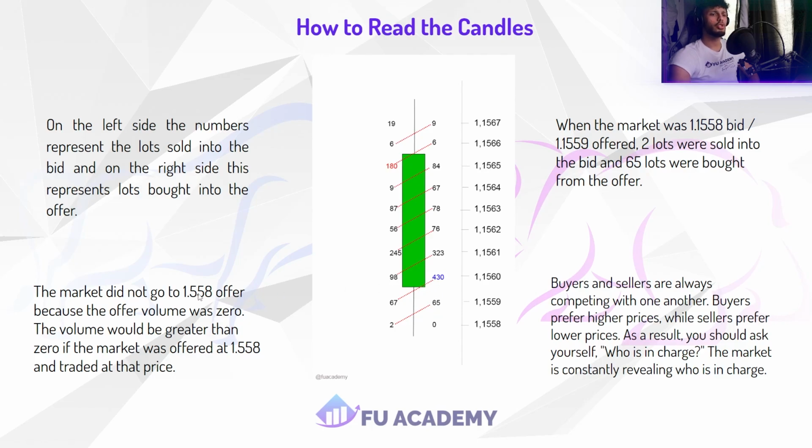The market now did not go to 1.1558 offer because the offer volume was simply 0. The volume would be greater than 0 if the market was offered at 1.1558 and traded at that price. Okay, so I mean that's pretty self-explanatory.